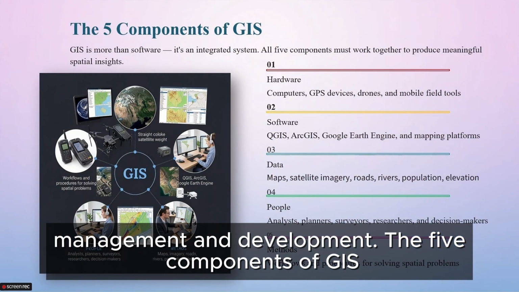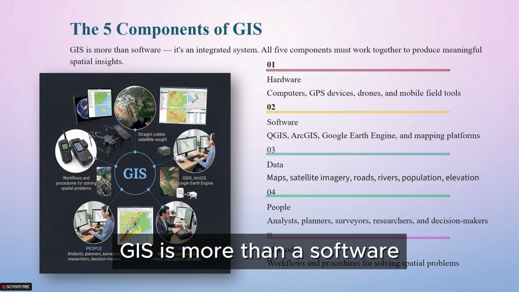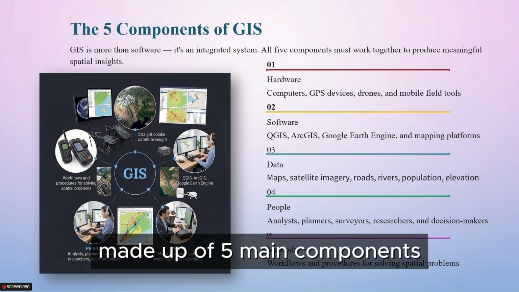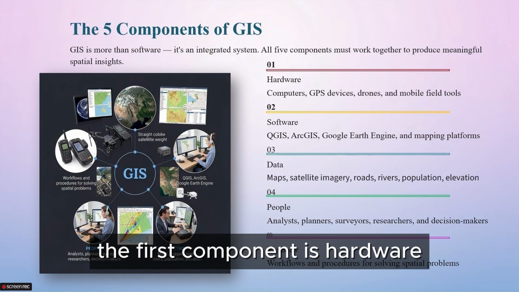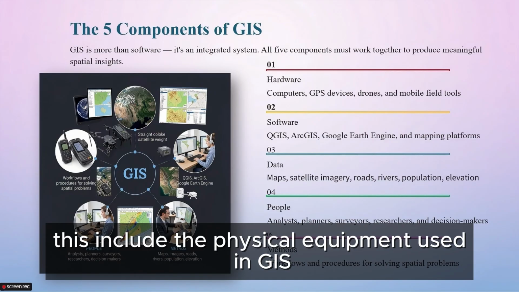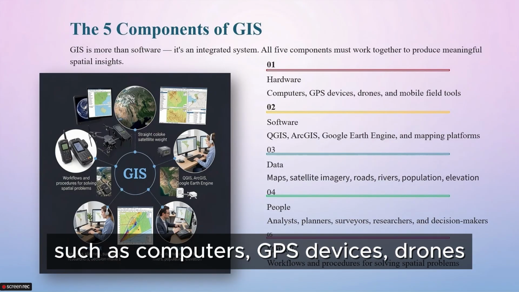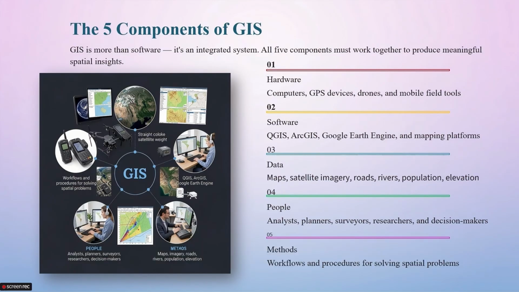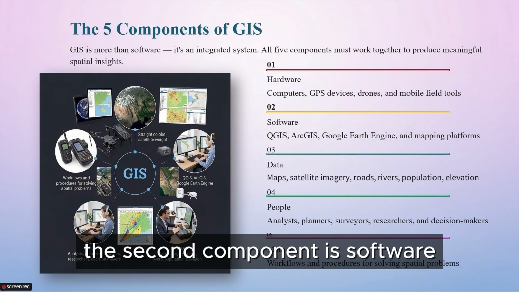The five components of GIS. GIS is more than a software. It is an integrated system made up of five main components. The first component is hardware. This includes the physical equipment used in GIS, such as computers, GPS devices, drones, mobile field devices, servers, and other data collection tools. The second component is software.